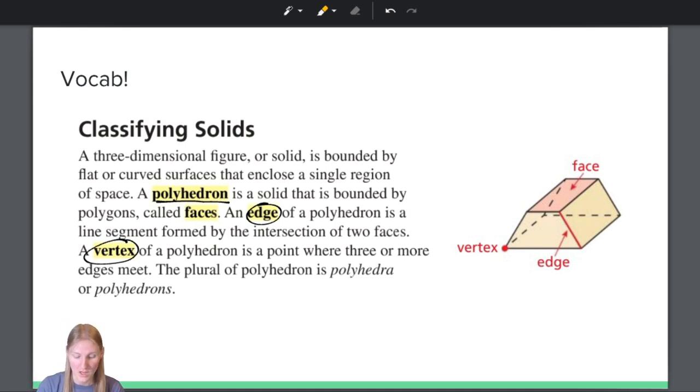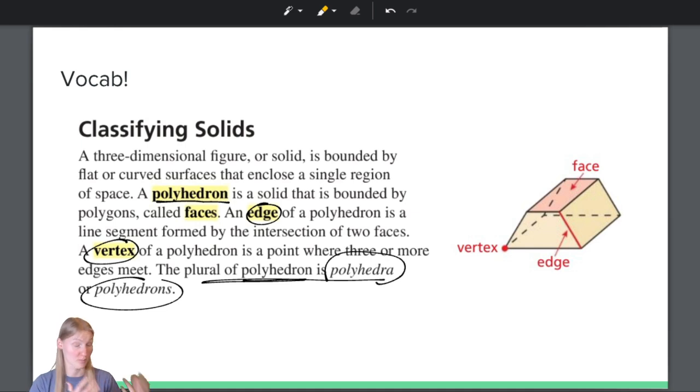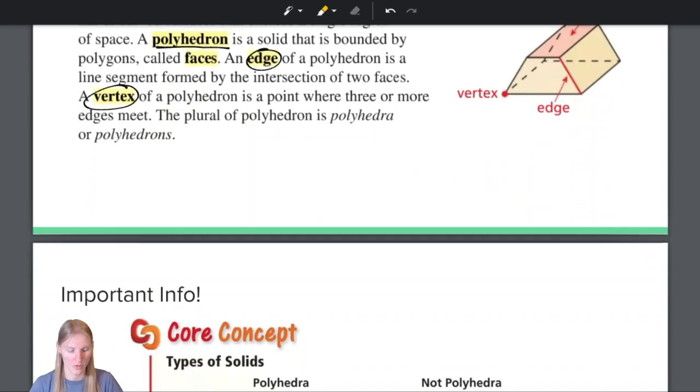One more thing, the plural of polyhedron is polyhedra or polyhedrons. So you'll hear it both ways. I like polyhedra because it sounds kind of fancy, but you'll hear both words. Doesn't matter which one you use. Both are correct. All right.